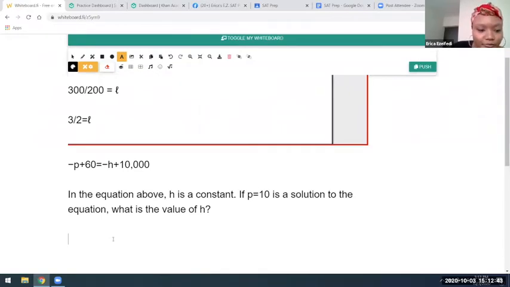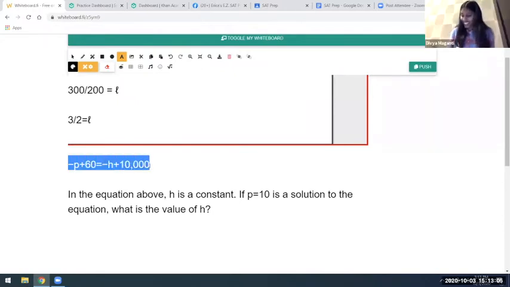Okay. So you're going to plug in 10 for P, substitution. Yeah, you can substitute 10 for P. So we're going to substitute 10 for P. As always, I like to change only one thing at a time. I'm just going to copy this.